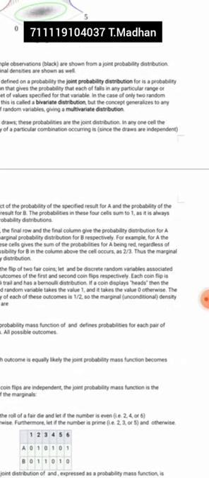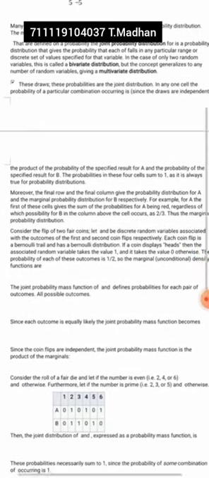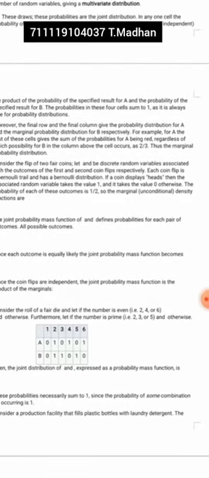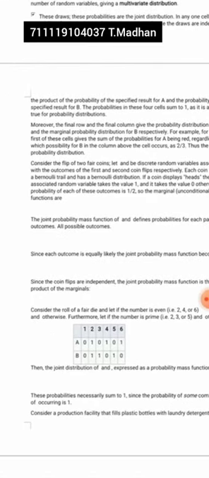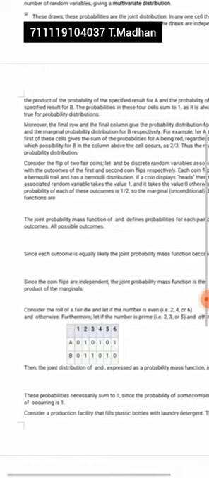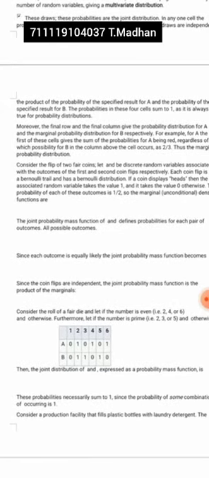So the marginal unconditional distribution functions are the same. The joint probability mass function of X and Y defines the probability of each pair of possible outcomes. Since each outcome is equally likely, the joint probability mass function becomes 1 by 4. Since the coin flips are independent, the joint probability mass function is the product of the marginals.